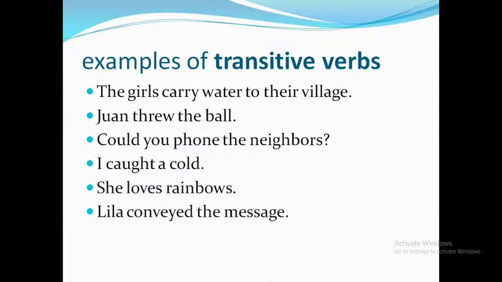So other parts of speech will not come in object. What will come in object? Only either a noun or a pronoun. Here all the words, rainbows, coal, neighbors, ball, village, water, all these words are nouns. So it is very easy to identify object. It will always be either a noun or a pronoun.